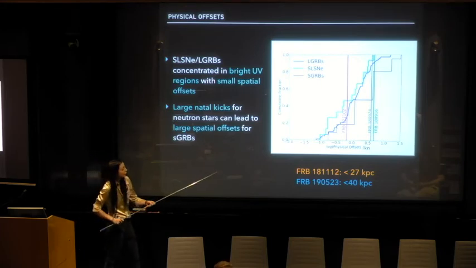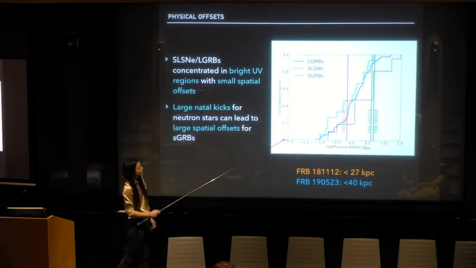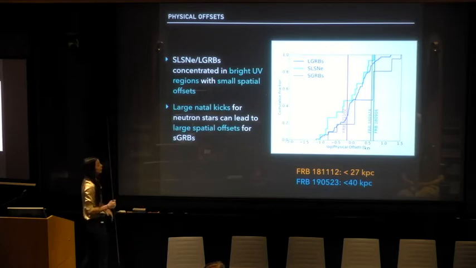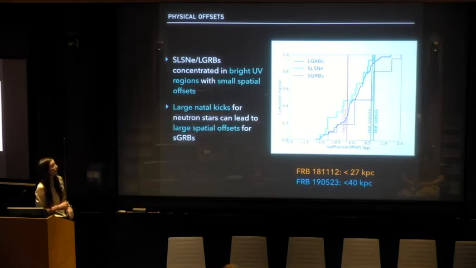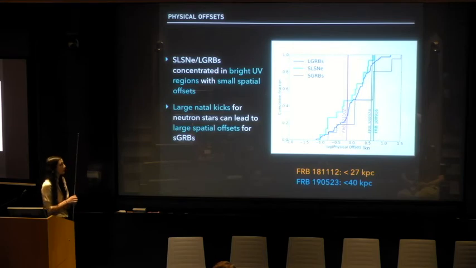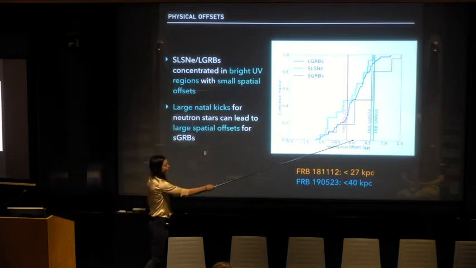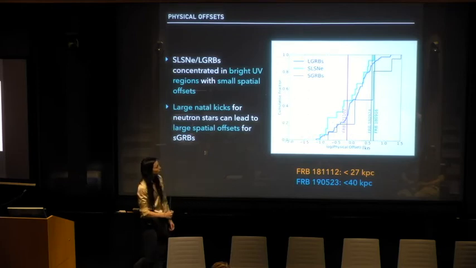We can see that for 121102, the somewhat smaller offset is really more consistent with the superluminous supernovae and long GRB population. And it's also consistent with the fact that those events tend to occur in bright UV regions of their host galaxies with generally small spatial offsets. And conversely, because neutron stars can experience these large natal kicks, they can exhibit a large range of spatial offsets. And so that's why these two events here may be more consistent with the distribution for short GRBs, for example.